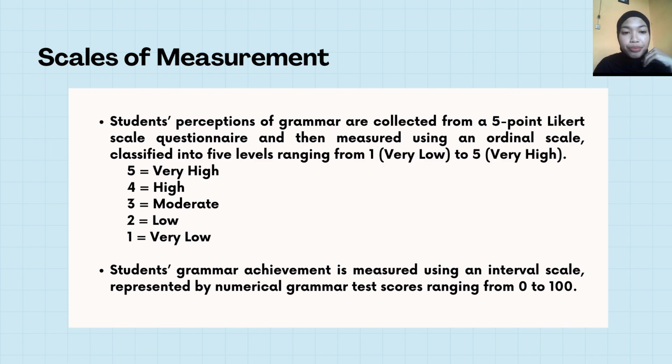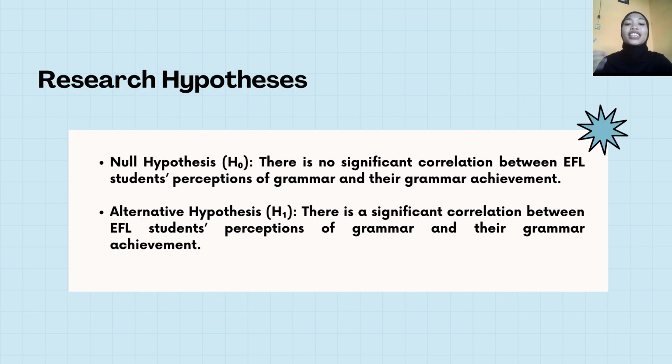0 to 100. Research hypothesis: the null hypothesis says that there is no correlation between EFL students' perception of grammar and their grammar achievement. The alternative hypothesis says that there is a significant correlation between EFL students' perception of grammar and their grammar achievement.